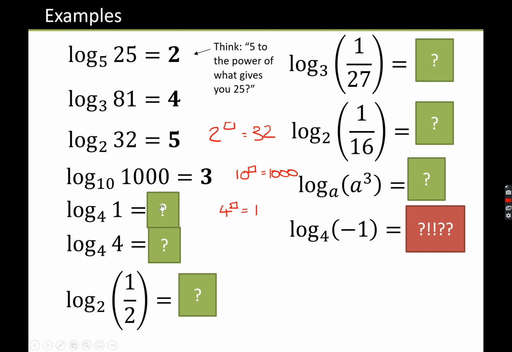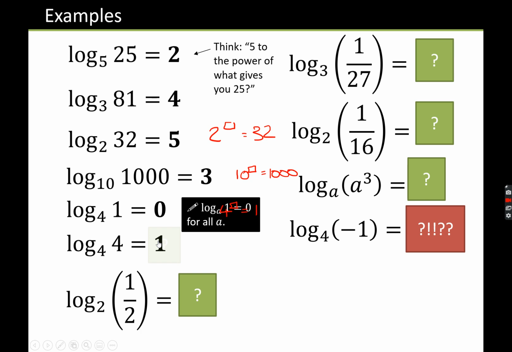It'll be 0. Anything to the power of 0 will be 1. Okay. Log base 4 of 4 is going to be 1. So when we match, obviously, the base and our value, which it has done here, we're always going to get that answer as 1.